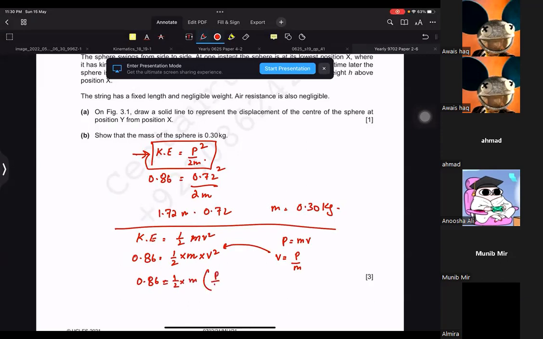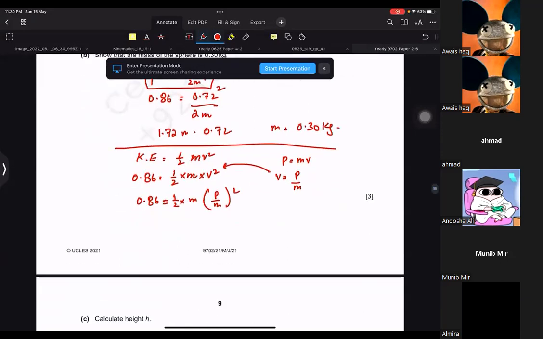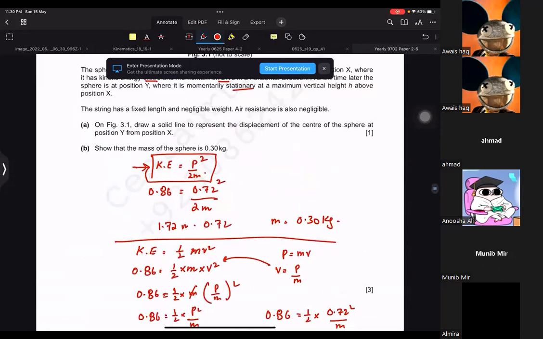And it will be p over m whole squared, and then 0.86 equals half times m, and the square will cancel, so it will be p squared over m. Basically, it will lead you to the same thing. So now you plug in the values. 0.72 whole squared over m, and then m will be 0.30 kg. So it's very important that you remember this.